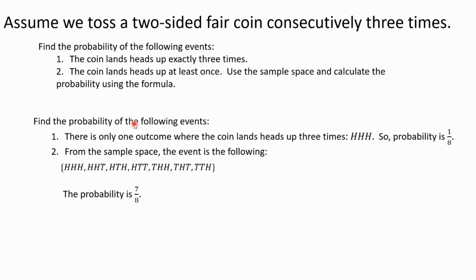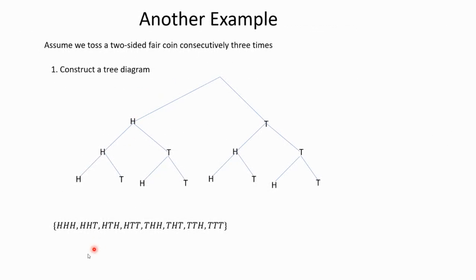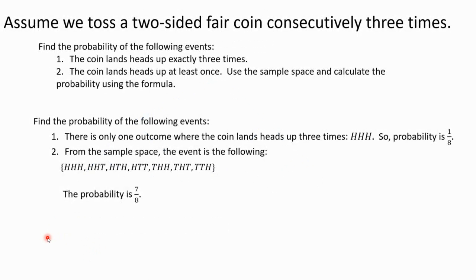Okay, well, we saw the sample space, right? Here. How many outcomes are there where the coin lands heads up exactly 3 times? There's only one, right? Here. That's the only outcome where the coin lands heads up exactly 3 times. So that probability is 1 out of 8.